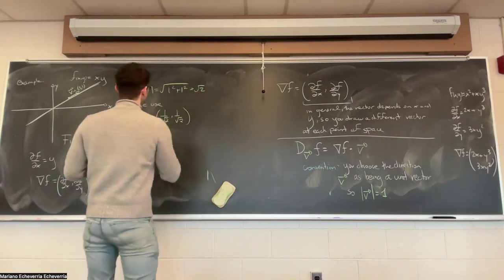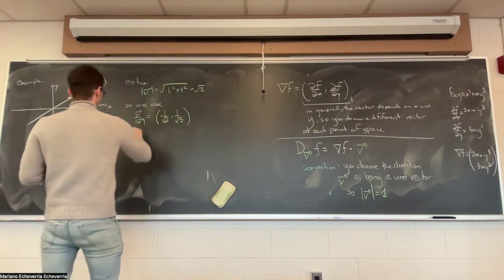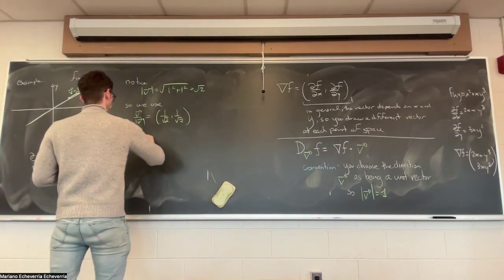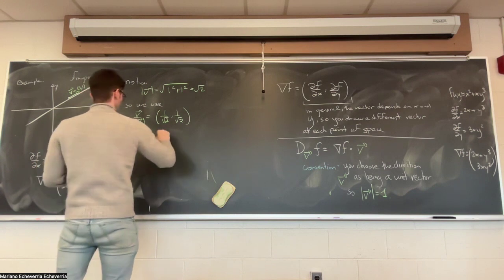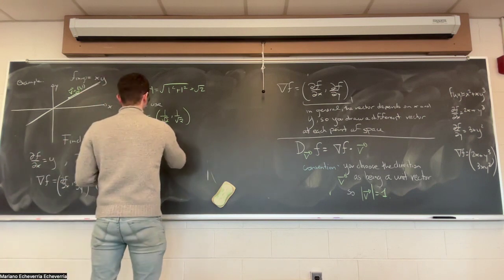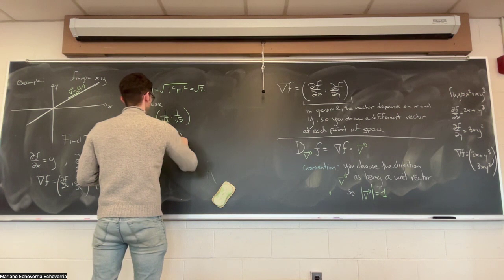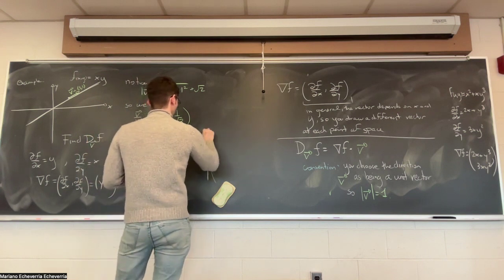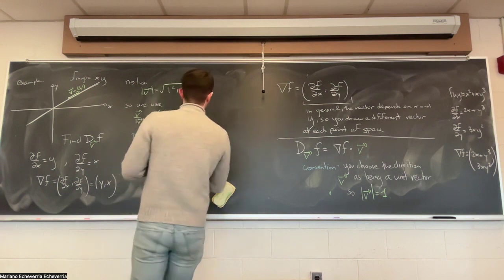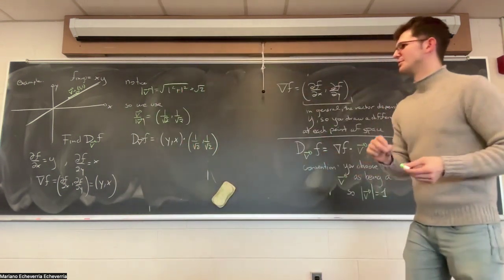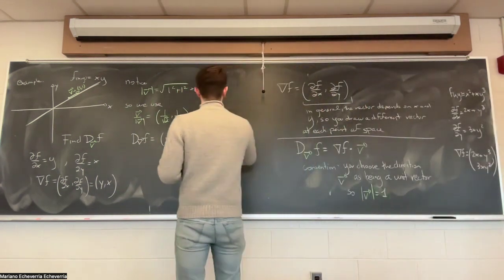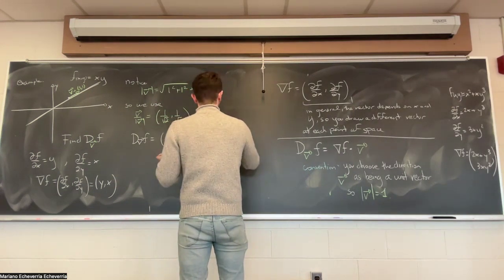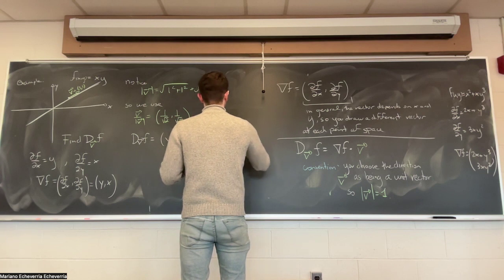So you get 1/√2, 1/√2, and so the directional derivative is the dot product of the gradient with this vector. So you get the dot product between y, x and this vector, okay, and that's an easy dot product to compute, right? So you just get y/√2 plus x/√2.